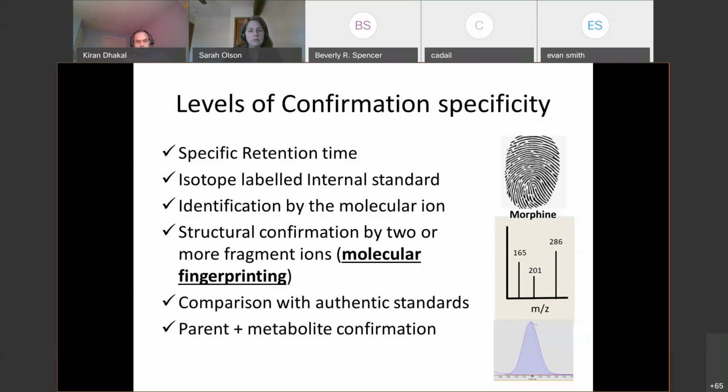And on top of all this specificity, we also analyze the parent drug and its metabolite altogether. So we have a metabolic pattern as well, which is not possible with dipstick testing or immunoassay testing.